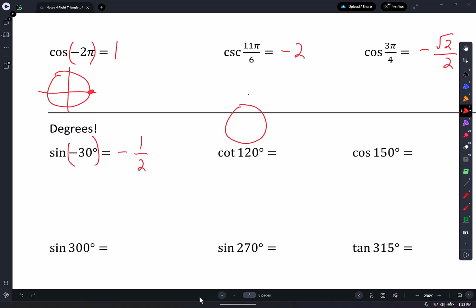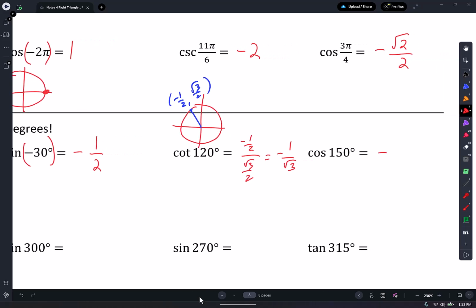Cotangent of 120. Okay. Go to 120. There's 120. X is negative half. Y is square root of 3 over 2. So cotangent is x over y. So negative 1/2 over square root of 3 over 2. So negative 1 over square root of 3. Do you guys see how we're doing it? Cosine of 150, sorry. So go to 150 degrees. The cosine is the x coordinate. So negative. Perfect.